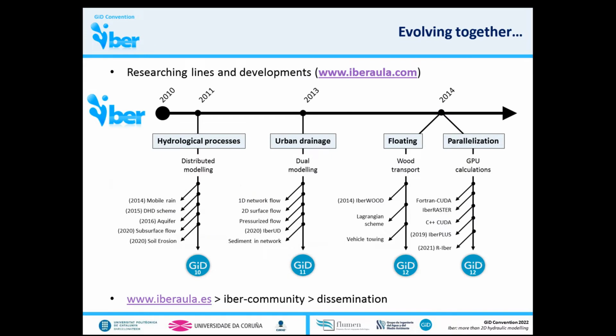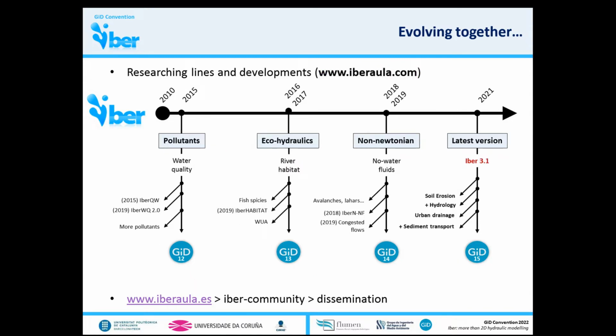Different developments of Iber have benefited from improvements of GiD. For instance, the first version of the hydrological model required the reading and assignation of rainfall rasters to simulate the evolution of a rainfall, such as occurs in real events. The urban drainage model needed an important code refactoring to consider the sewer network in the model as linear elements. For Iber-Wood, a Lagrangian scheme and mesh were necessary to link the effects of the wood logs on the hydrodynamics and vice versa. The water quality model usually needs huge amounts of data, such as time series.